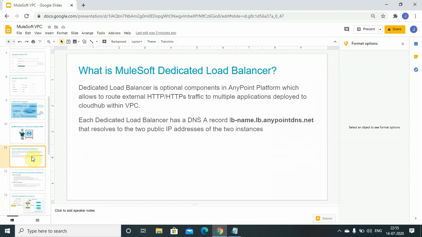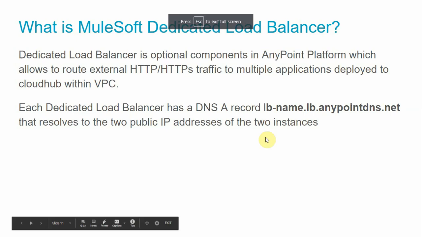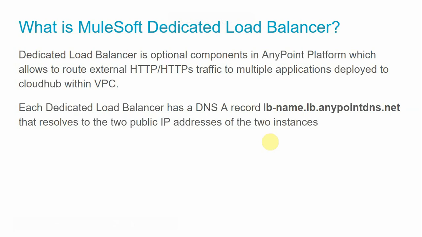Now let's understand what is dedicated load balancer. Basically, a dedicated load balancer is an optional component in Anypoint platform which allows you to route external HTTP or HTTPS traffic to multiple applications deployed to CloudHub within the VPC. So basically, you can deploy multiple applications in CloudHub within the VPC on port 8091 or on port 8092. If you want to access those applications using a single domain like apiexample.com, you can make use of the dedicated load balancer. The dedicated load balancer is one option that you can use to access your applications within the VPC.